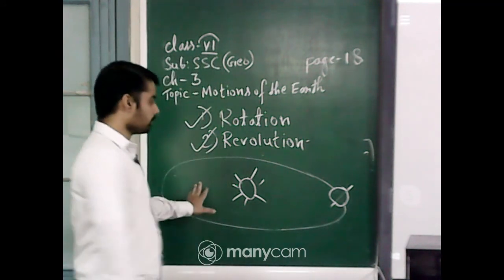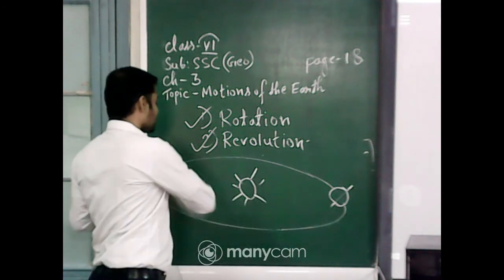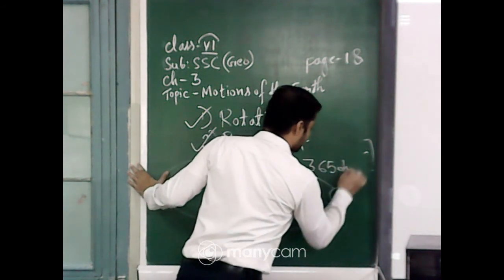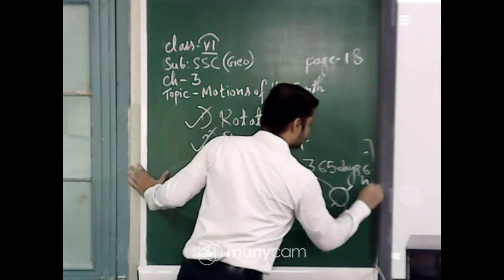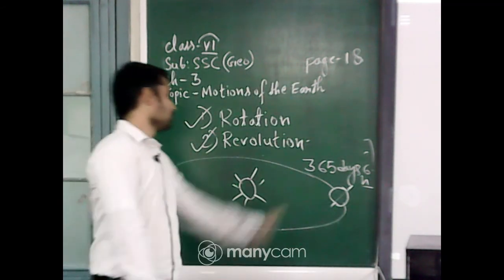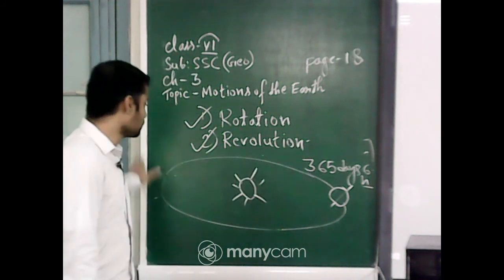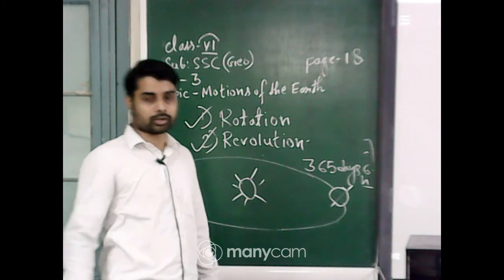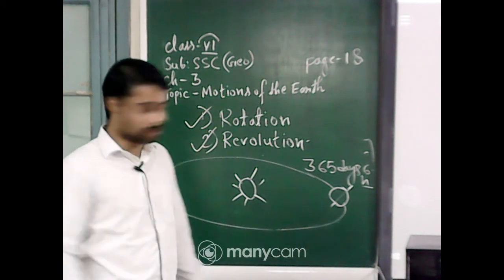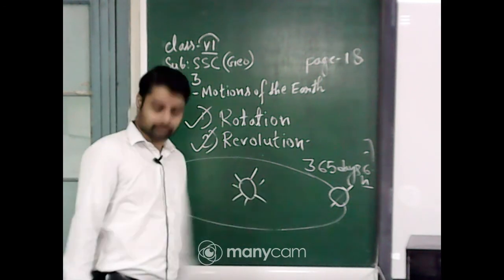It takes 365 days and 6 hours. So 365 days and 6 hours is the time period in which Earth completes its revolution. It completes the journey around the Sun, and it is called the revolution.